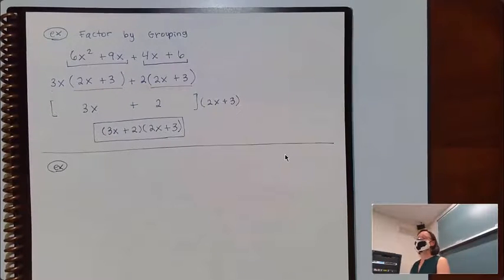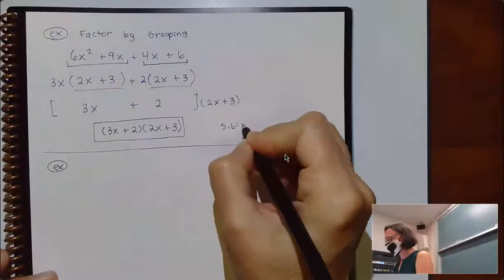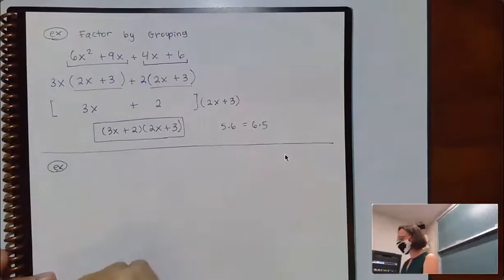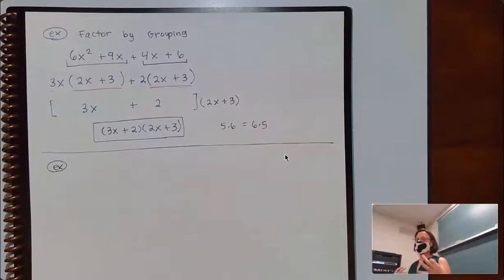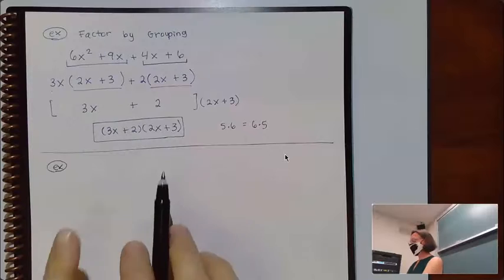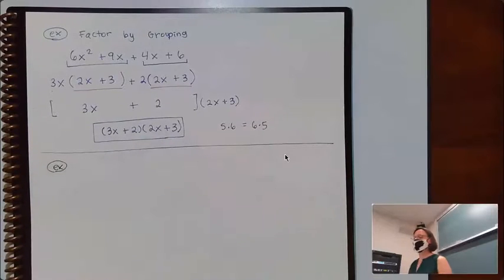Oh, excellent question. It does not matter which order you put the parentheses because it's multiplication, right? So 5 times 6 means the same thing as 6 times 5. So especially if you're checking your work in the back of the book or something, it's totally fine if you had the factors switched.